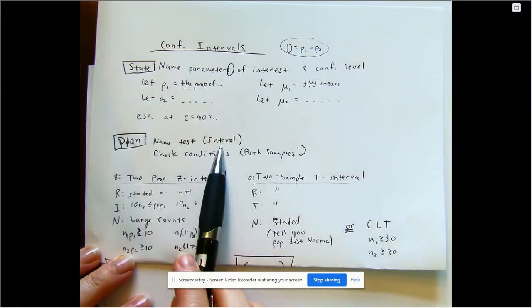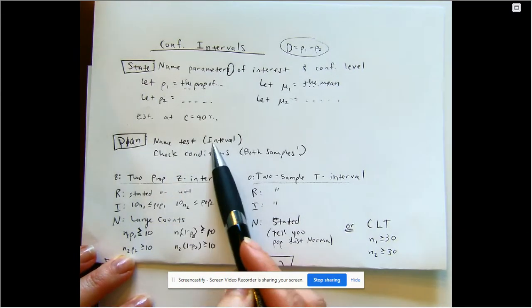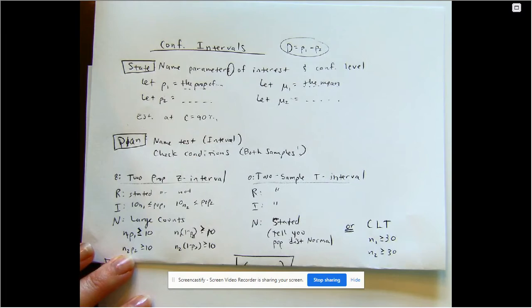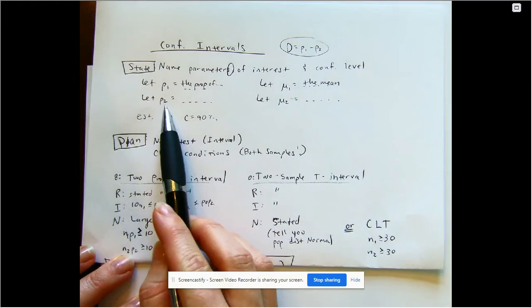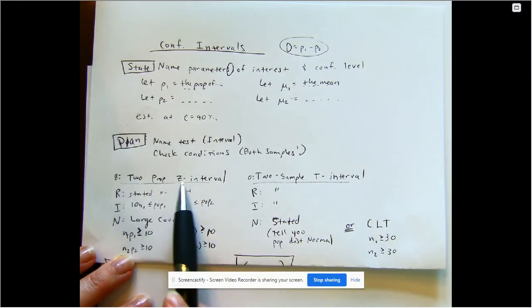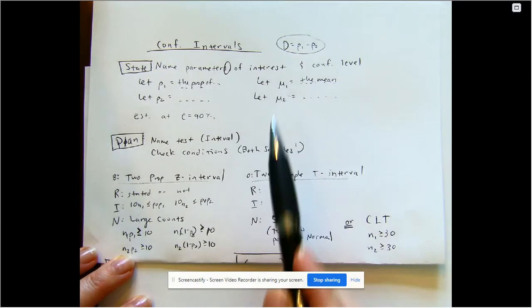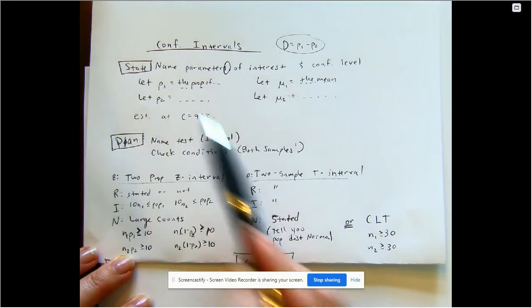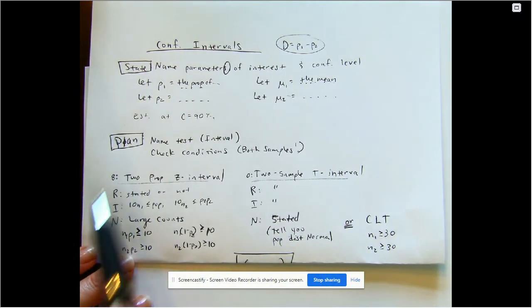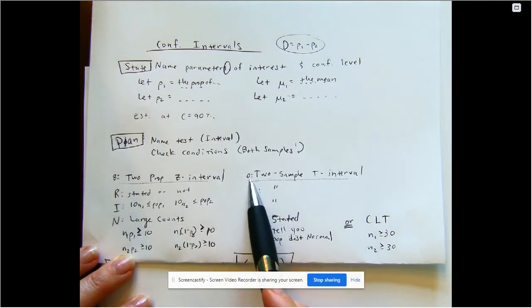So then in our plan section, we're going to name our test and check our conditions. Even if it's an interval, we find that under the test section in our calculator. If it's proportions, your test is going to be a 2 proportion Z interval. If you're talking about means, we're going to be using a 2 sample T interval. Remember, Z goes with proportions and T goes with means. I put where you find this in your calculator as well. So our 2 proportion Z interval is 8, and our 2 sample T interval is 0.